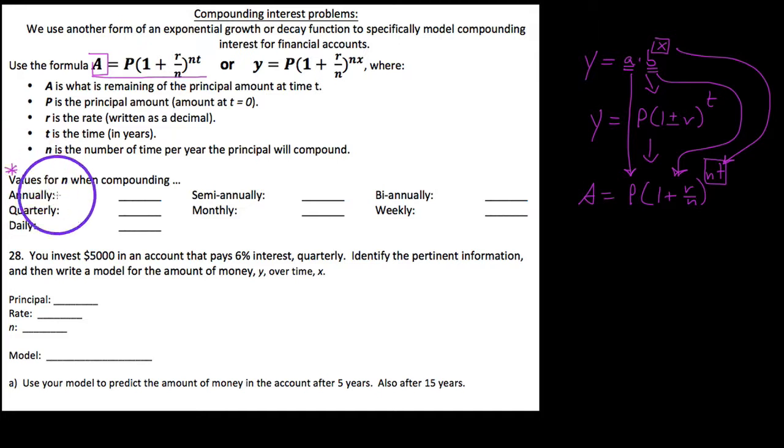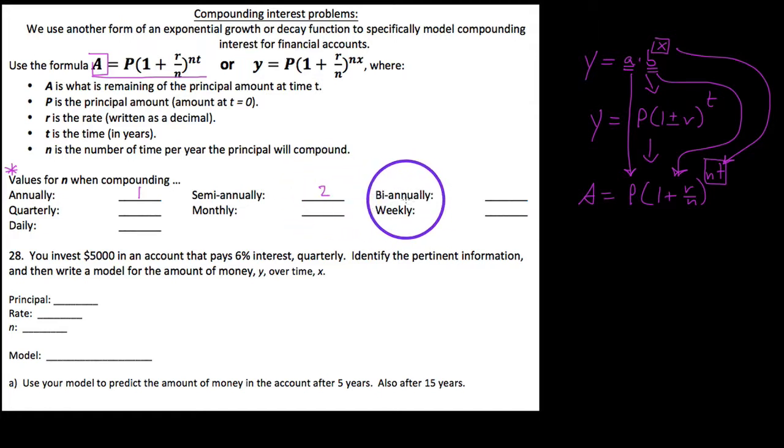So really quickly here, if N is the number of times each year you compound, then often you're going to see words like annually, semi-annually, weekly, daily, these kind of things. The real question is, well, how many times a year would it compound if it compounds annually? And the answer there would just be that N would have to be 1 because it's compounding once a year, whereas semi-annually, every 6 months, would mean it compounds twice a year.